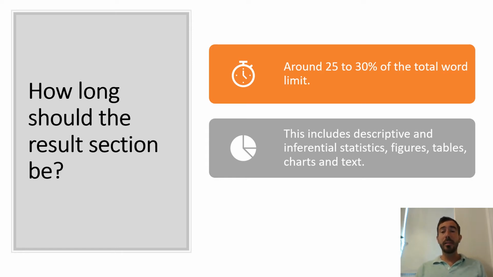This amount of words, these 25 to 30%, includes your descriptive and inferential statistics. So all of the figures, tables, charts, and the text-based outputs that you're going to tell the reader about, that you're going to describe to the reader in your results. If you use particular types of approaches that need a reference, then by all means provide a citation. But similar to the methods, you don't need to discuss or evaluate in your results. Description of content is fine.